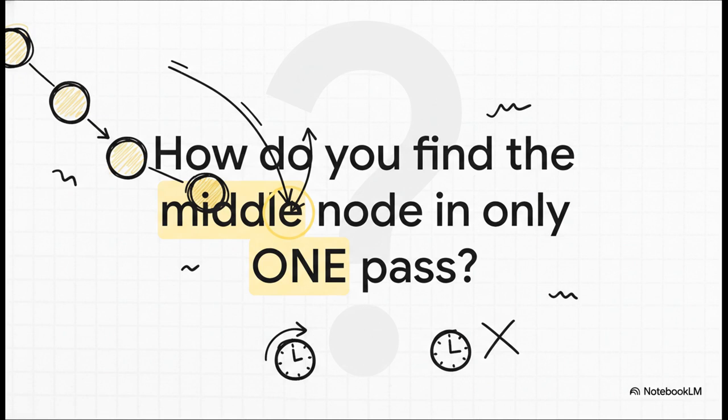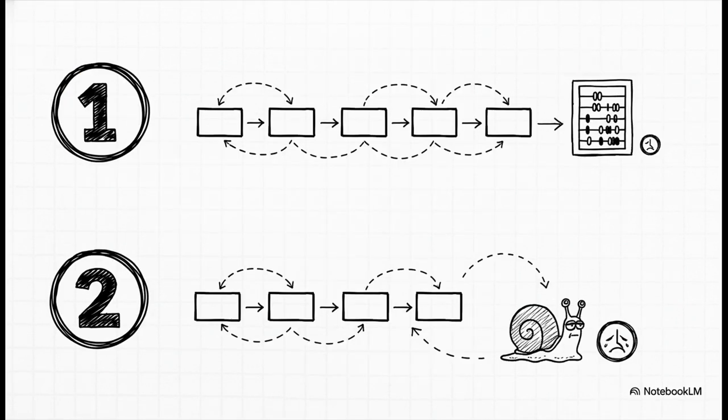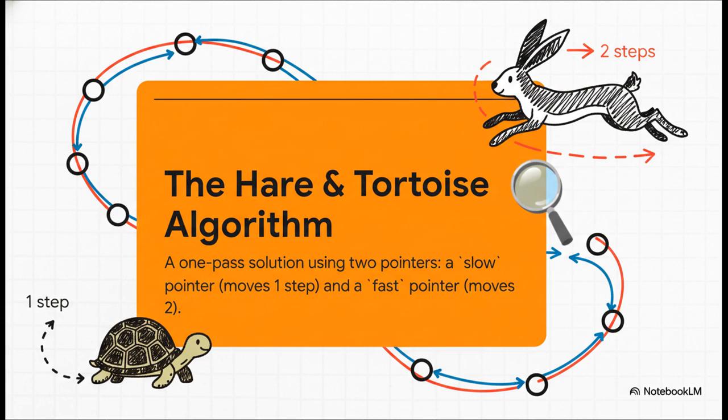Just one shot. Now, the obvious way to do this, the naive approach, is exactly what we just ruled out. You walk the whole list once to get the total count, let's say it's n, then you go all the way back to the beginning and walk it again, stopping after n divided by 2 steps. I mean, it works, sure, but it's super inefficient. We can do so much better. And the solution is this beautiful, elegant idea called the hare and tortoise algorithm.